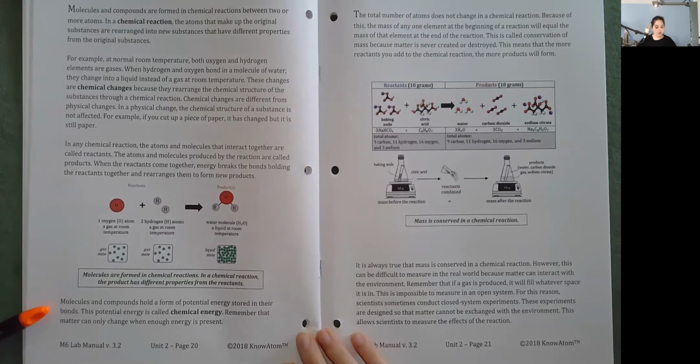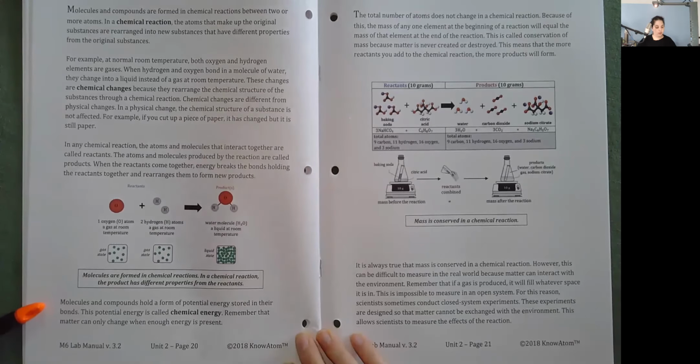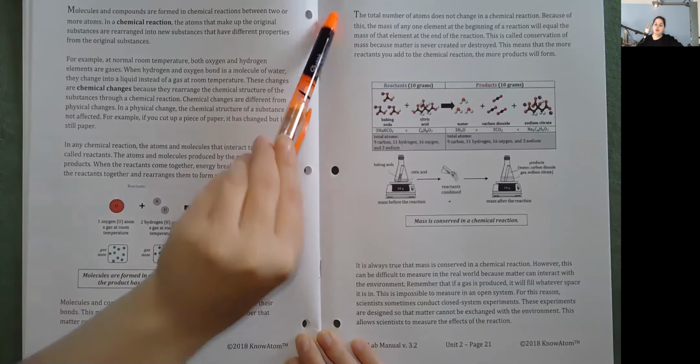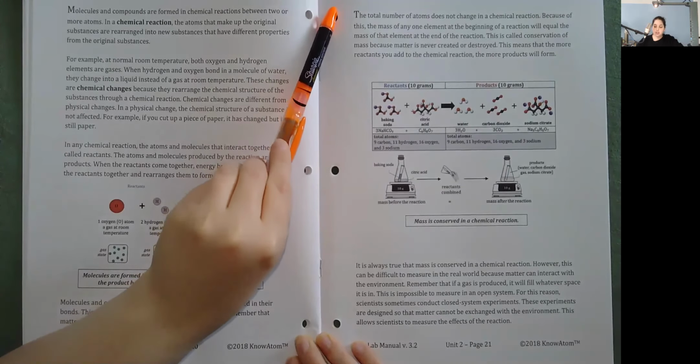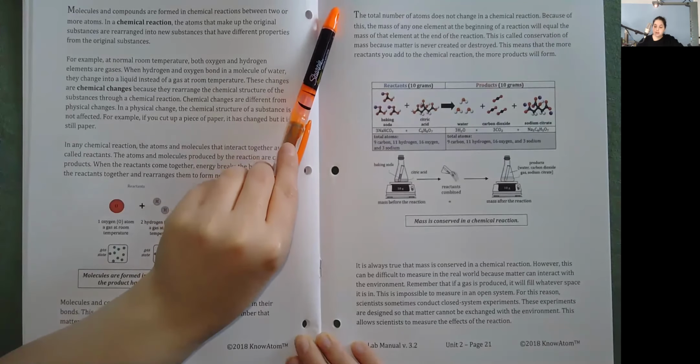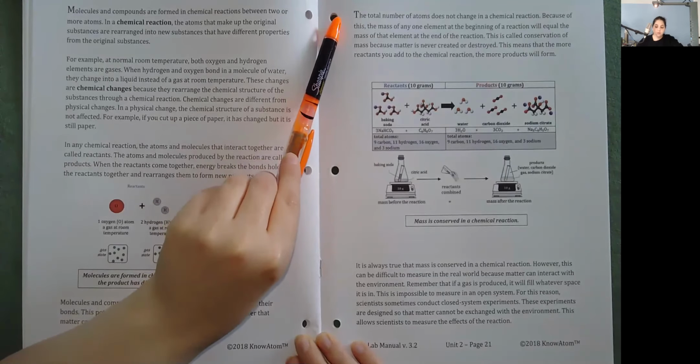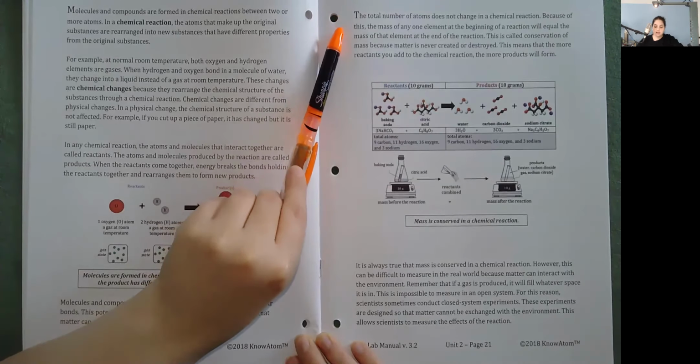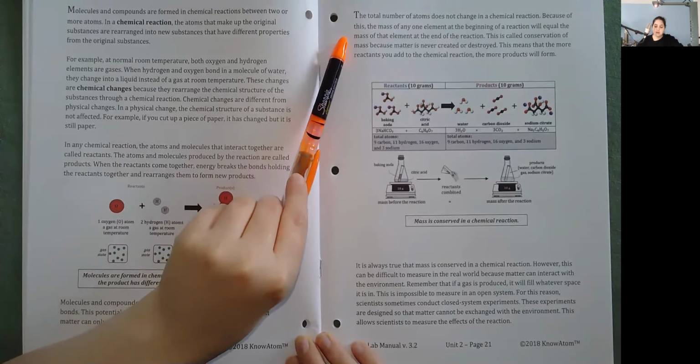Molecules and compounds hold a form of potential energy stored in their bonds. This potential energy is called chemical energy. Remember that matter can only change when enough energy is present. The total number of atoms does not change in a chemical reaction. Because of this, the mass of any one element at the beginning of a reaction will equal the mass of that element at the end of the reaction. This is called conservation of mass because matter is never created or destroyed.